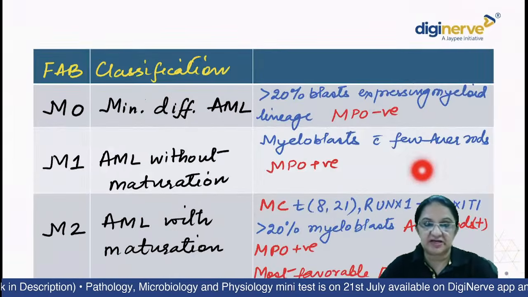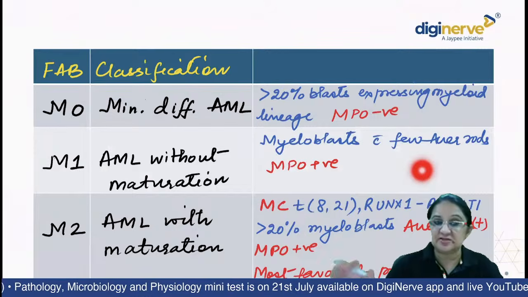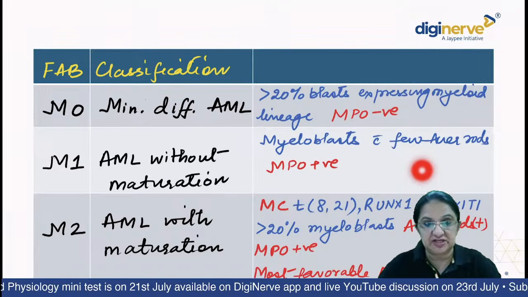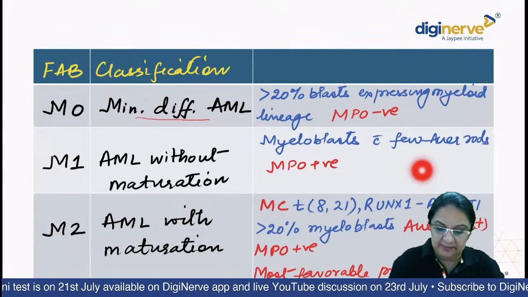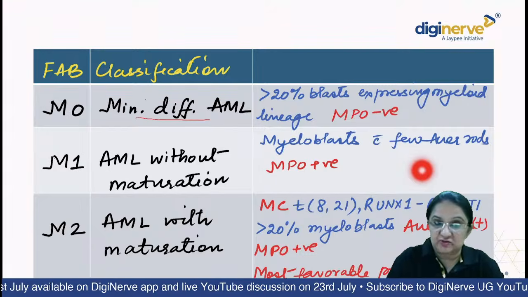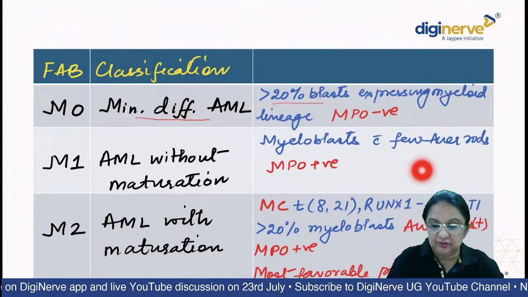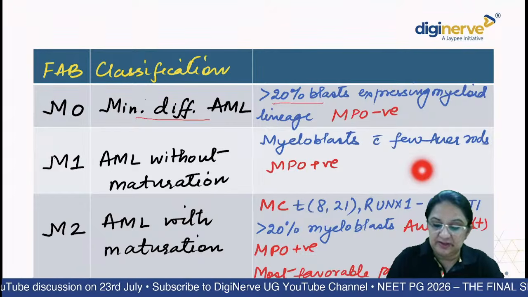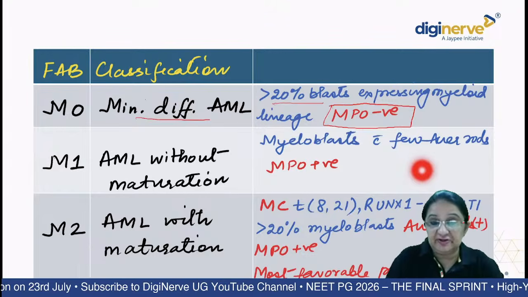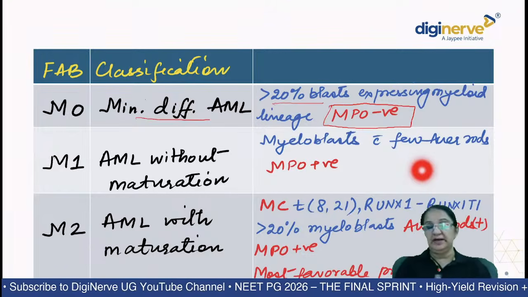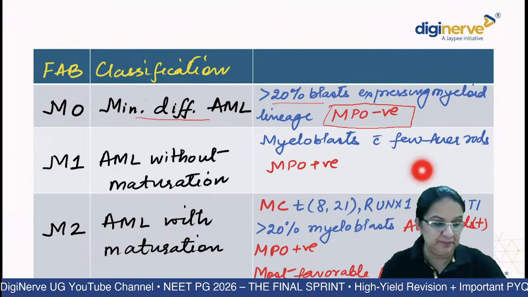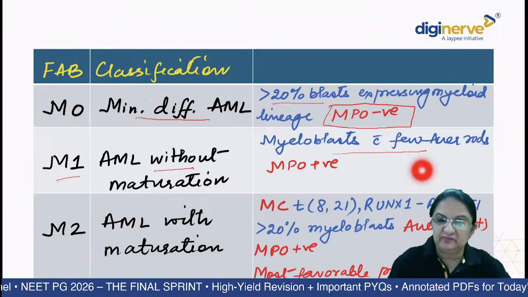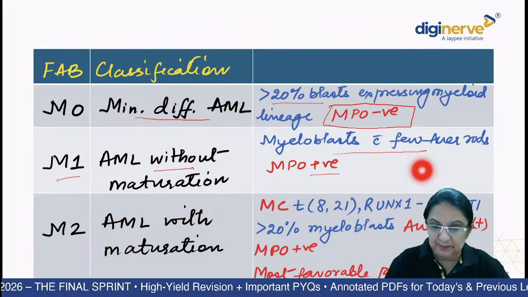Okay. Now we'll study the FAB classification. If you are done with FAB classification, WHO classification would be much easier. FAB classification, M0, minimally differentiated AML, more than 20% blast. For an acute myeloid leukemia, you have to have more than 20% blast expressing myeloid lineage, right? But please note, they are minimally differentiated, so MPO would be negative here. Okay, MPO would be negative here. M1, without maturation, myeloblast with few Auer rods, MPO would be positive.